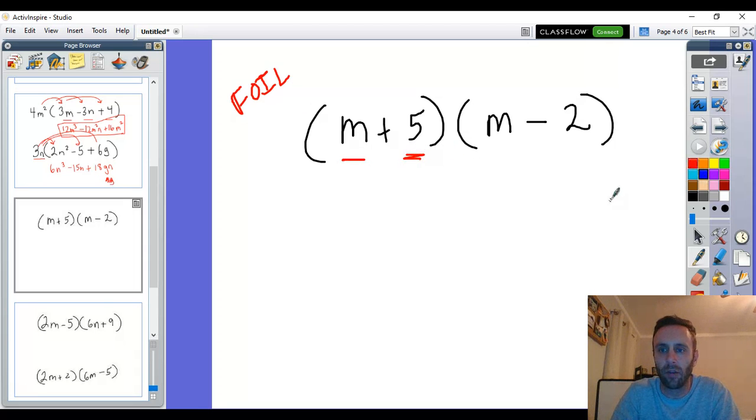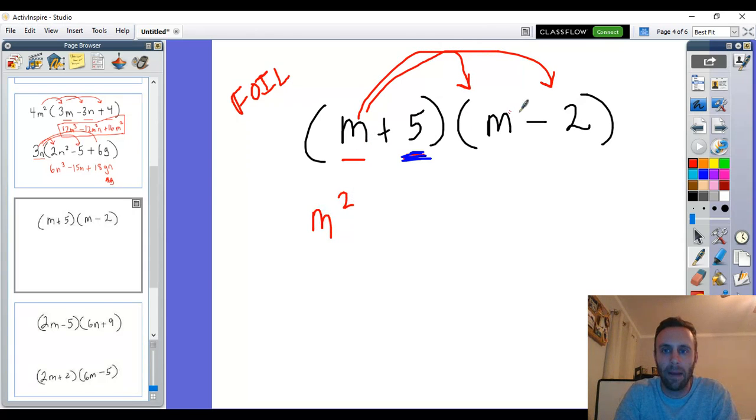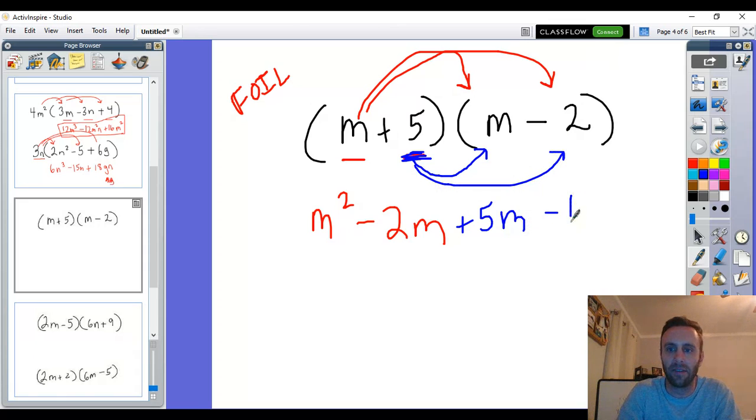Actually, I'll use two different colors. The m and the positive 5, you distribute them separately. So the first thing we're going to do is distribute the m to both of these terms. m times m is m squared. m times negative 2 is negative 2m. And then we're going to distribute the 5 to the m, which is positive 5m, and then distributing the 5 to the negative 2, which is negative 10.